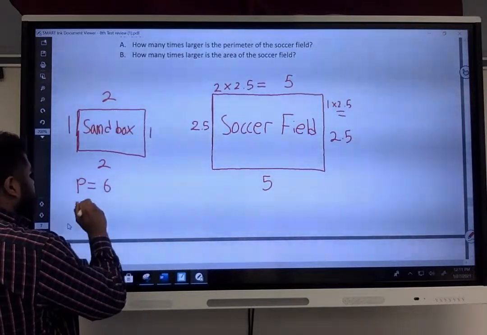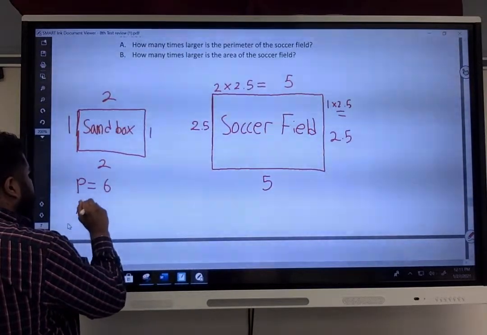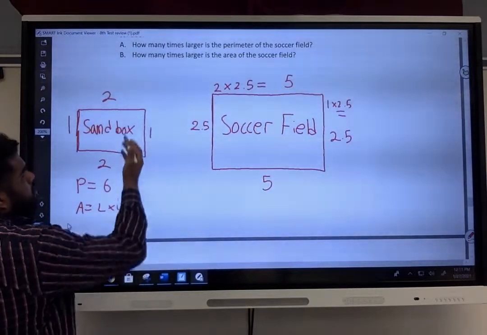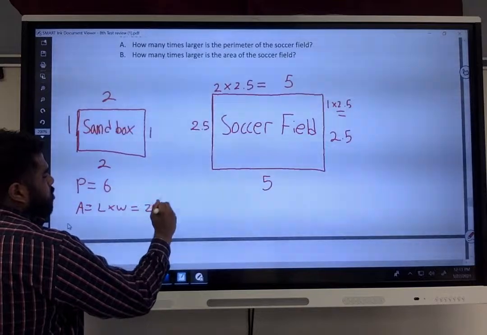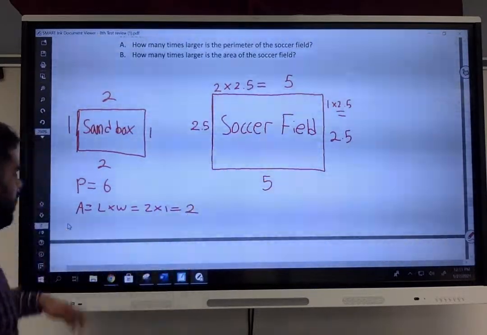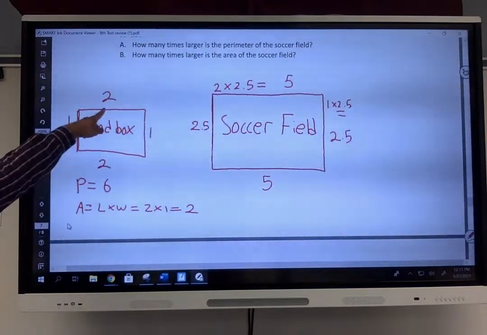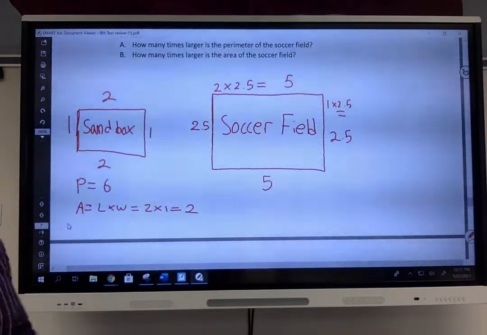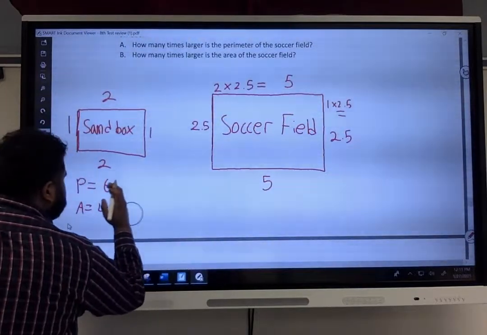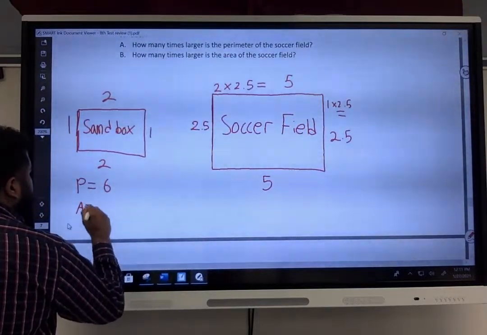And area, okay, area equals length times width. Our length is 2 times our width of 1. 2 times 1 is 2. Again, area equals length times width. 2 times 1 is 2. Okay? So our area equals 2.